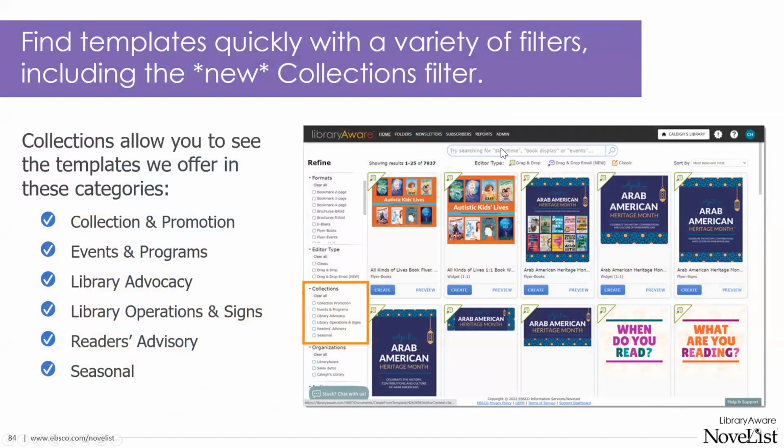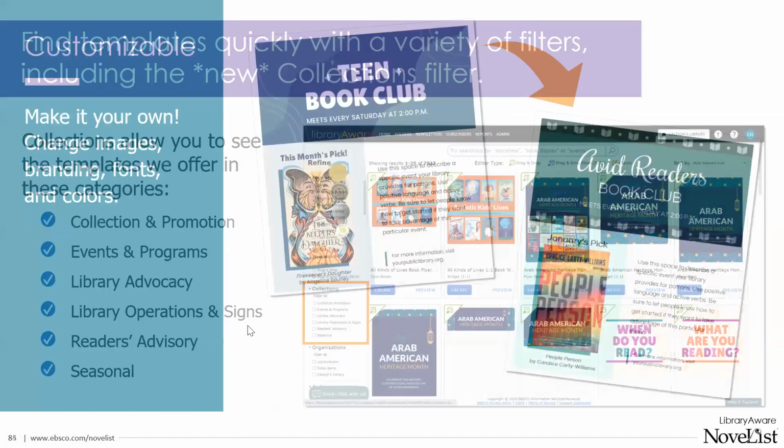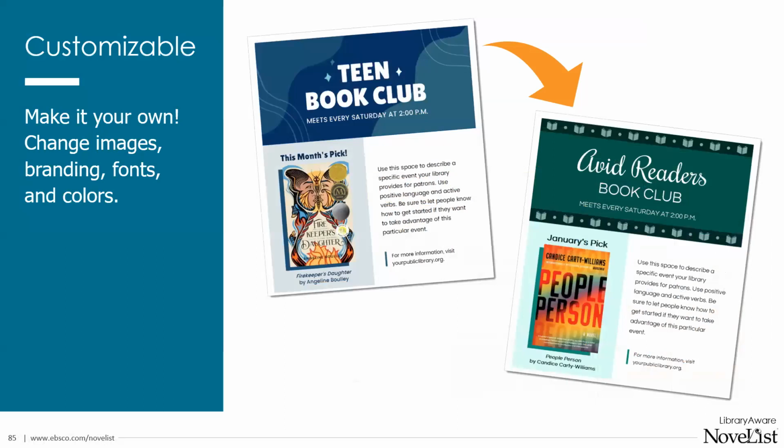So when we go into Library Aware, I'll show you, you can keyword search if you know exactly what you're looking for. You can also browse by different formats. So if you're just looking for bookmarks or those book flyers, you can browse by format, or you can browse by collection. So if you just want to look at seasonal templates or maybe library advocacy templates, you can pull those up as just another way to zero in on what you're looking for, and see all the different content that's available. And make it your own. These are really customizable. Any of the images, the pictures, the icons, the titles, the colors, the fonts, all of that can be changed as needed. Or not at all.